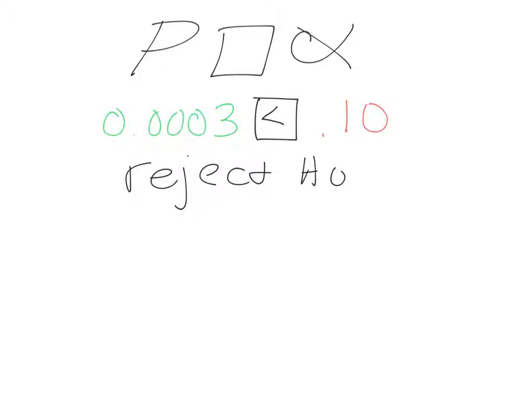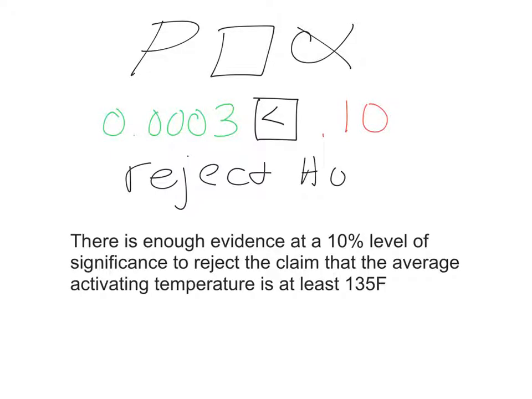So we can summarize with a quick little statement here, which I'm going to pre-prepare for us. What we would say is at a 10% level of significance, there is enough evidence to reject the claim that the average activating temperature is at least 135 degrees Fahrenheit, just because our claim was actually our null hypothesis and we were rejecting that.